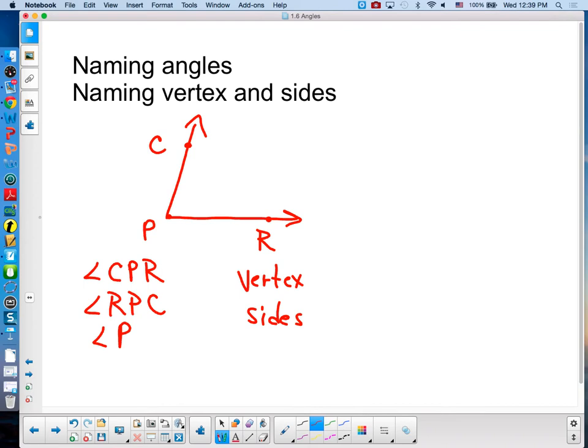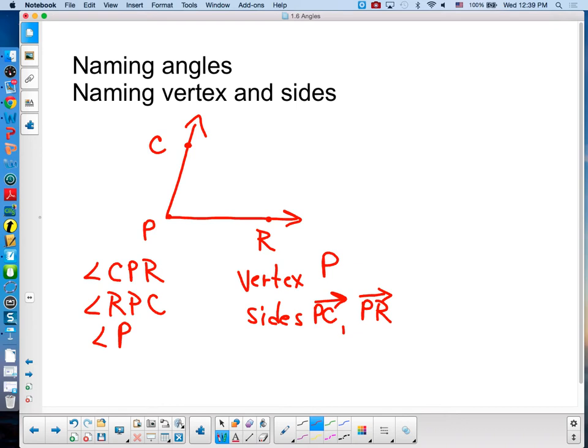Your sides aren't right. What are the sides? Are the sides points? No, they're rays. So look at your naming of sides. The sides should be ray PC and ray PR, in that order, because rays start at an endpoint and then keep going, so reversing it you can't do. The vertex was point P.